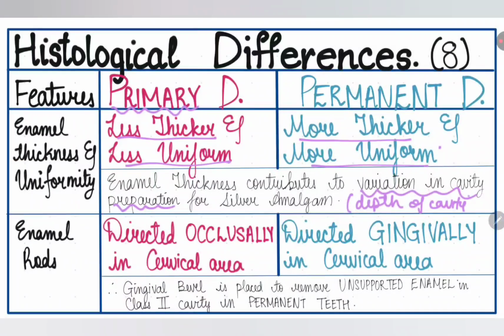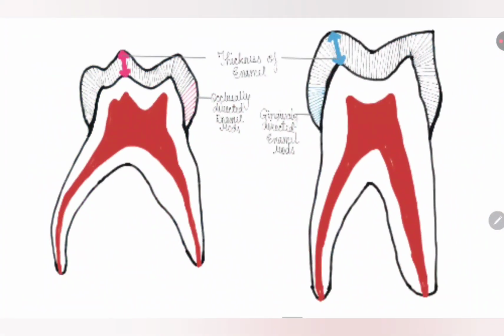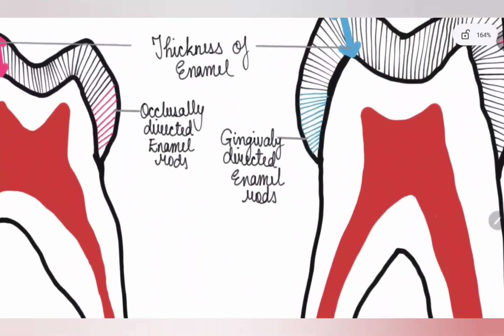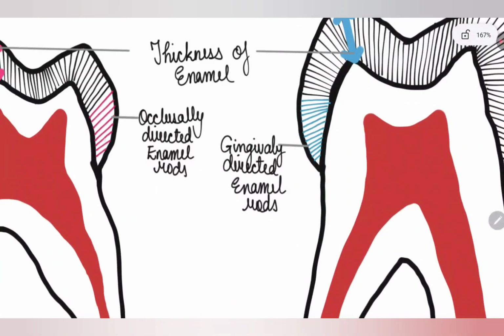Now talking about the enamel rods, this is one of the most important features which we need to remember, and this is a viva question. The enamel rods are directed occlusally in the cervical area in primary dentition, whereas they are directed gingivally or horizontally in the permanent dentition. We are talking only about the cervical area. Now, what is the significance of it?